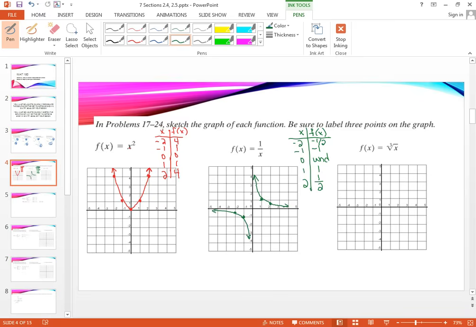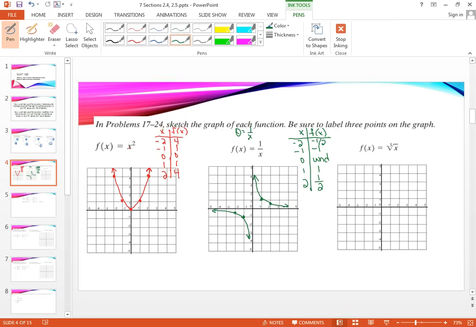Notice that it doesn't have any x-intercepts either. Because if you say 0 equals 1 over x, there is nothing you can do that's going to make that thing. You can't solve that, okay? Because you can't have the x equal 0. The 1's not going to turn into 0. There's no point on this graph that has an x value of 0 or a y value of 0, so no intercepts, okay?